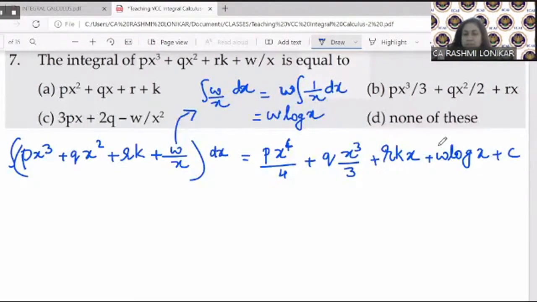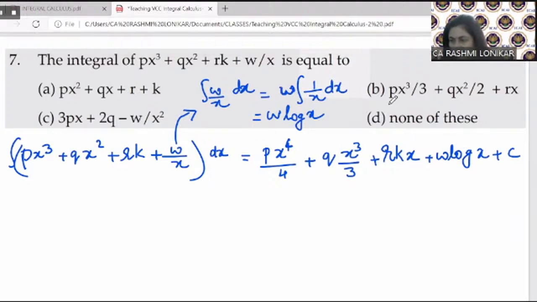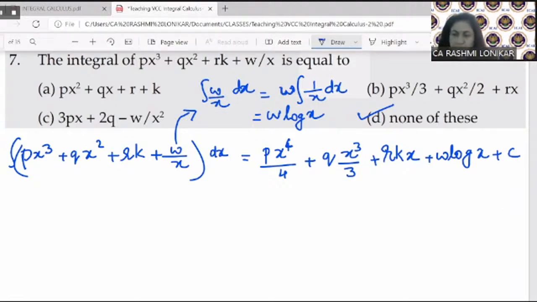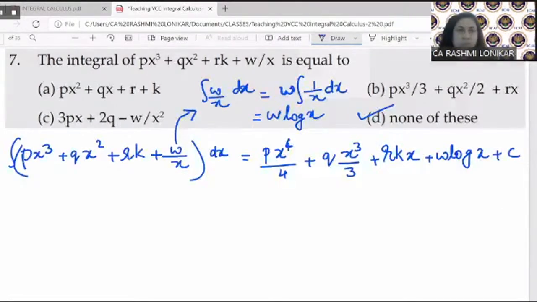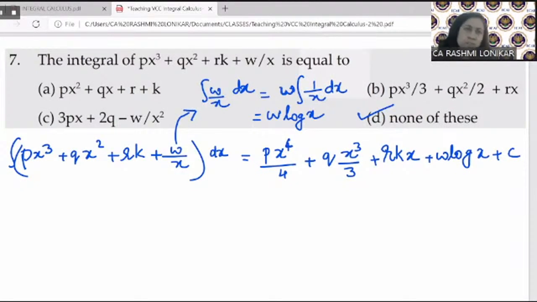Now what happens? In option A, we directly know this is not correct. C also we know is not correct, and px cube we know this is not correct. So D will be the correct option. Here what has happened? The integration is so different from all the options. So don't worry. Sometimes it may happen because the answer is none of these, because in multiple choice question you may have none of these as the option. So just do it very well and then check whether or not you are getting the correct answer.